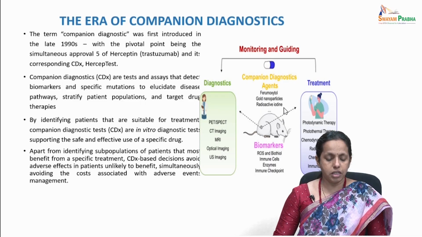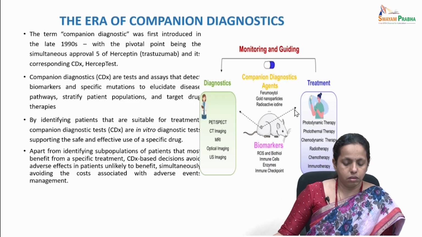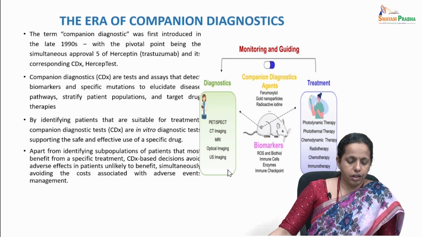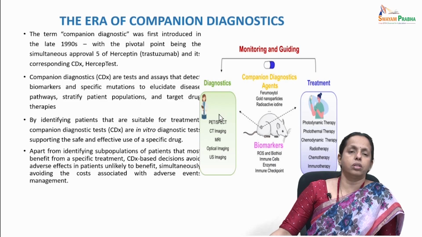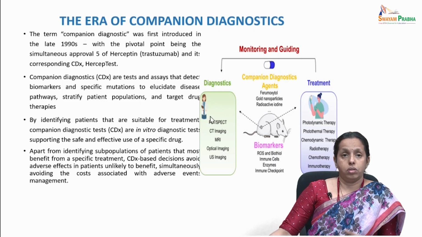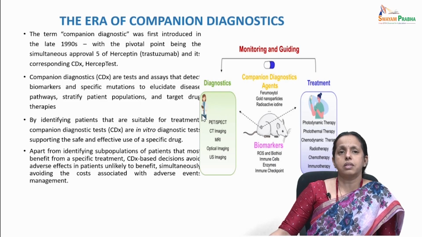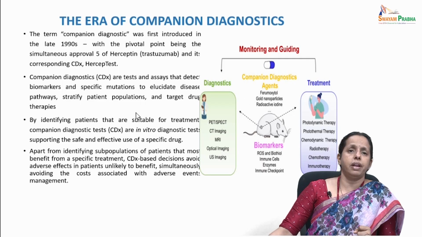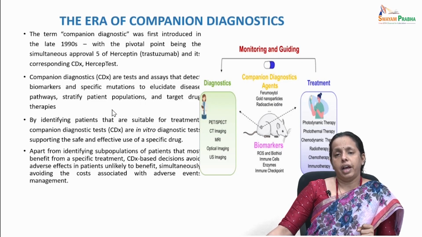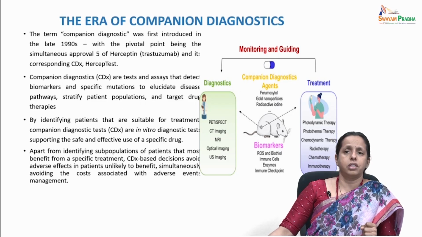Because of molecular imaging, you have different high-end imaging: PET CT, MRI. For PET CT, all of us are aware we can look at the tumor mass. Currently PET CT and optical imaging are being used to predict therapeutic efficacy. Companion diagnostics is very important in the era of precision oncology, or precision medicine.